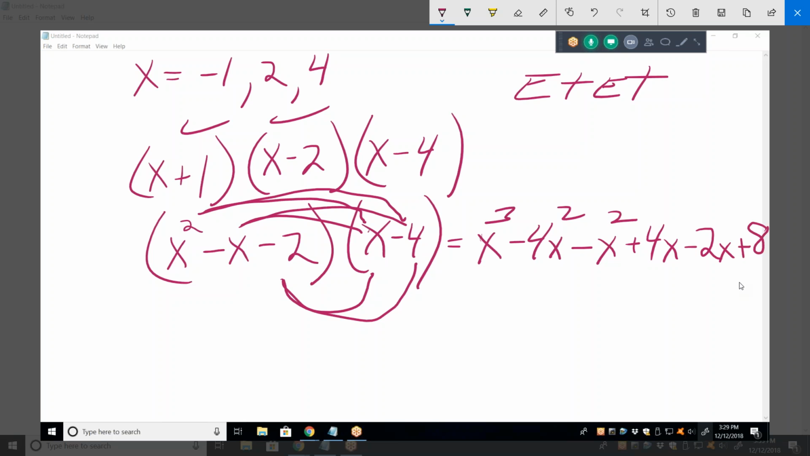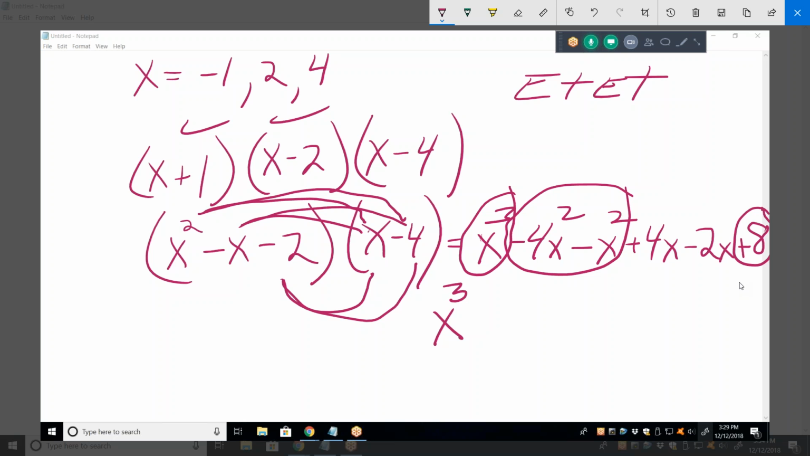What you always find out in these situations is there's only one x cubed, and there's only one number. Everything in between needs to be combined. So combine those two terms. How many total x squareds do we have?